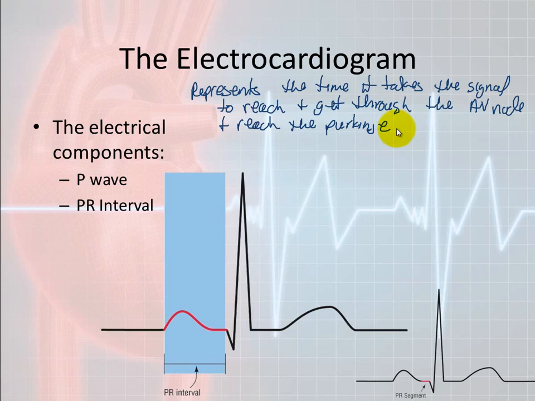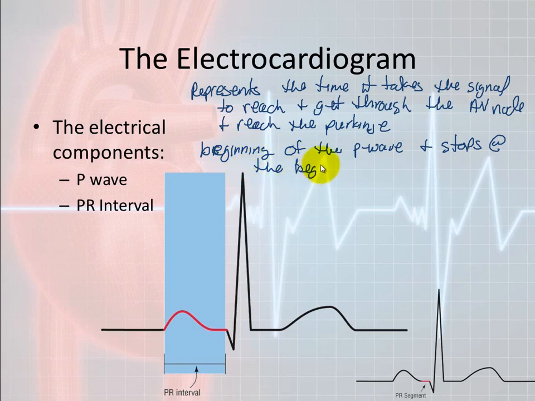So it represents the time it takes for the signal to reach and get through the AV node and then reach the Purkinje network. The PR interval is measured from the beginning of the P wave and stops at the beginning of the QRS complex.